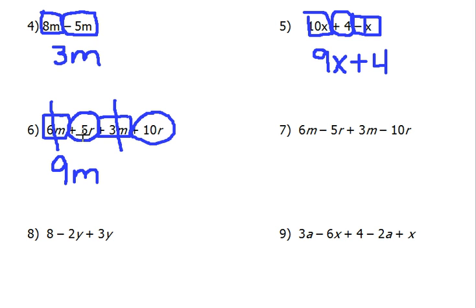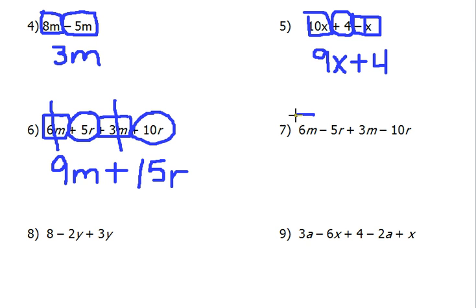This is 5 plus 10, and I get a positive 15. Since my answer is a positive 15, that positive is going to tell me that I put a plus sign between these two terms, and that's 15r. So my answer is 9m plus 15r. And remember that these two terms cannot be added or subtracted together because they are not like terms.